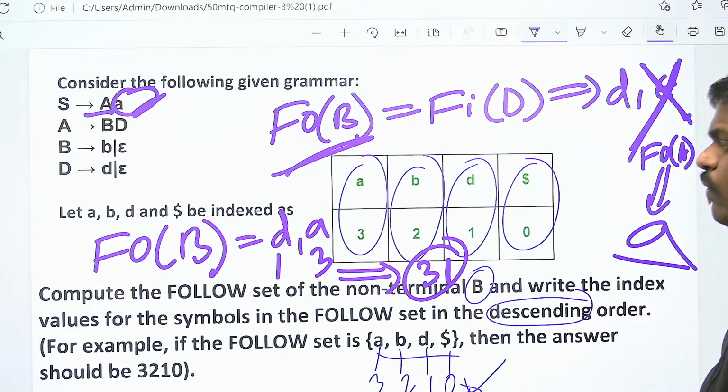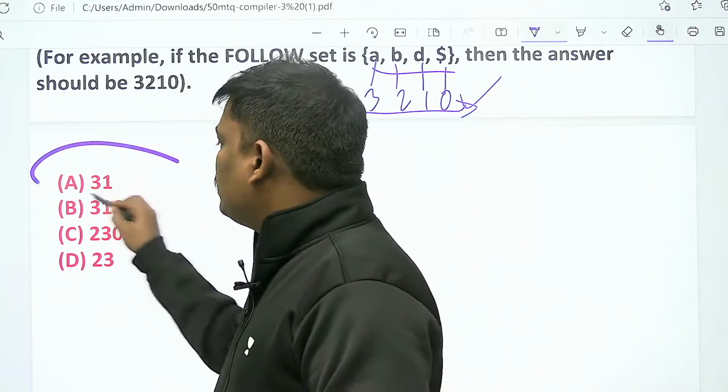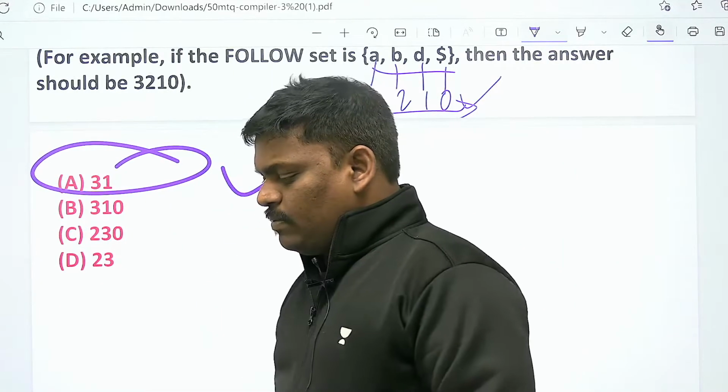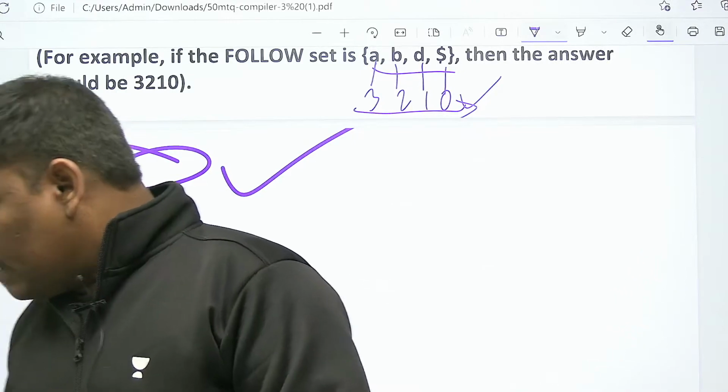Just find out the follow, and for every symbol give the index number. Write all index numbers in decreasing order. So the answer is, I think, 3, 1. A is the answer.